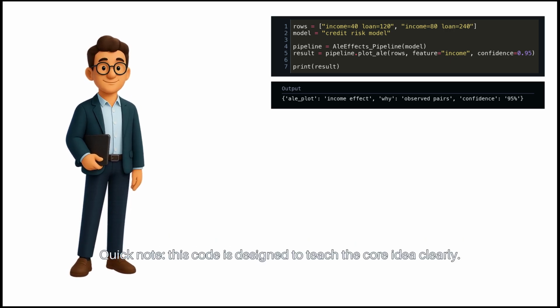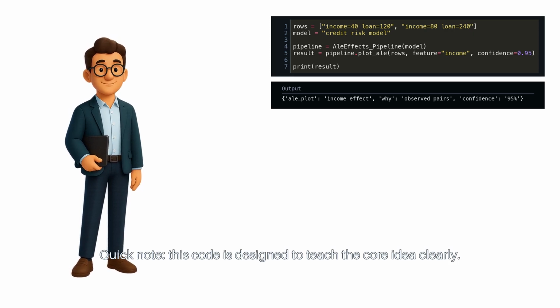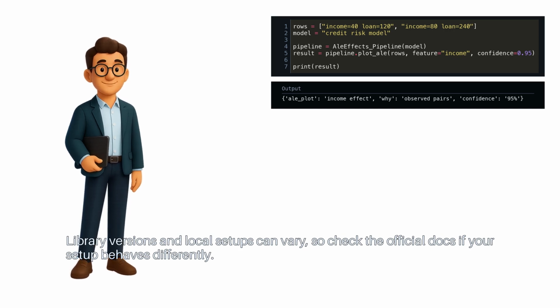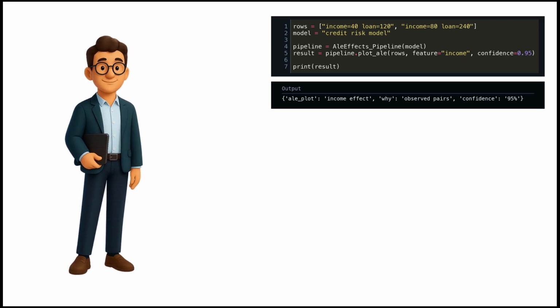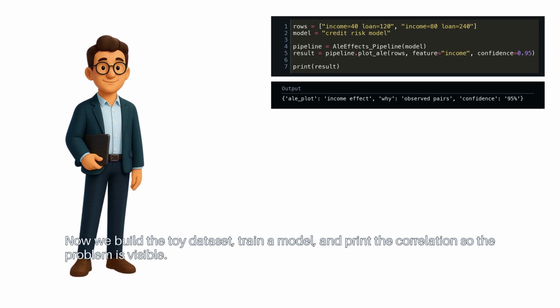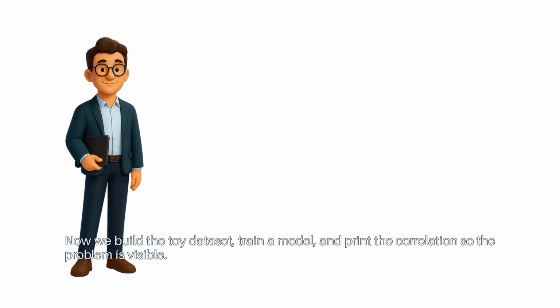Quick note, this code is designed to teach the core idea clearly. Library versions and local setups can vary, so check the official docs if your setup behaves differently. Now, we build the toy dataset, train a model, and print the correlation so the problem is visible.